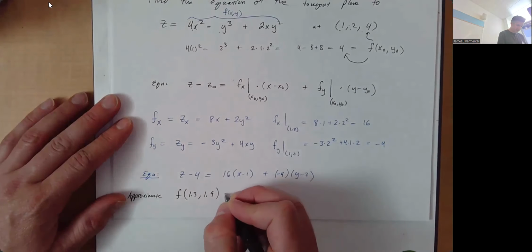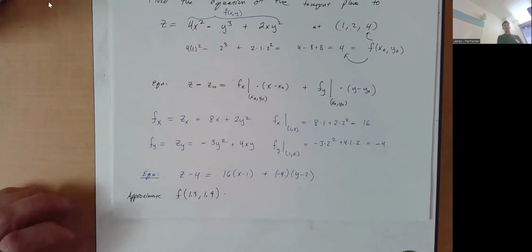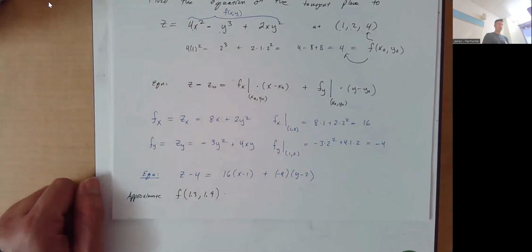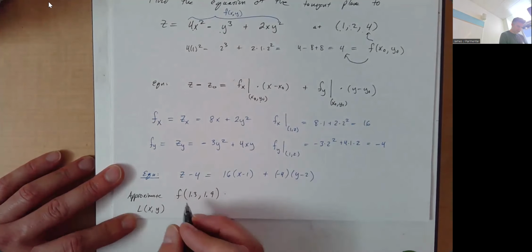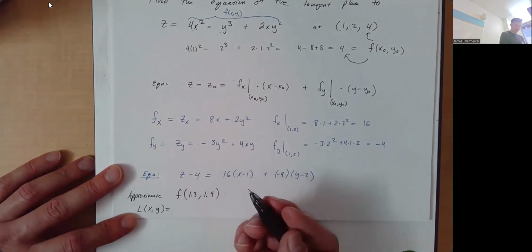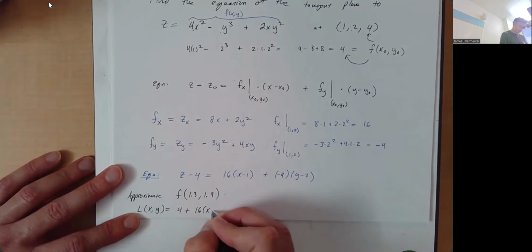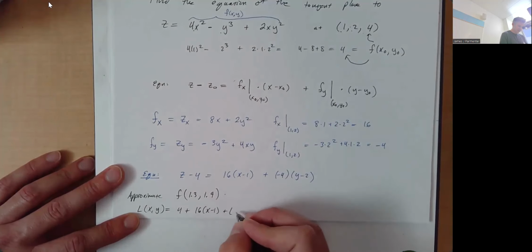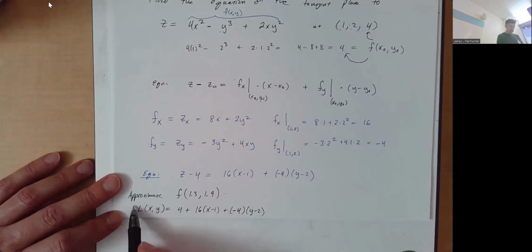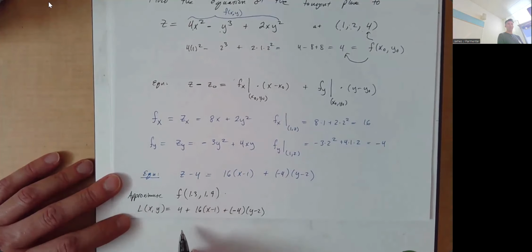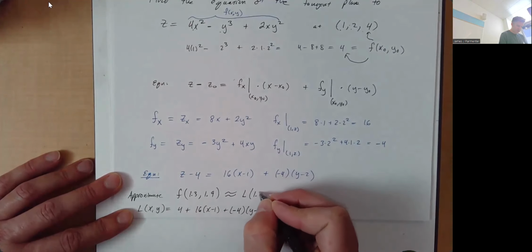So here, just plugging that in. I've done something kind of funky here, in that I want to approximate this, but I haven't actually written what the linearization is. I found the tangent plane, but I should say that the linearization L of x y is, I'm solving for z and calling it L of x y. So my linearization is 4 plus 16 times x minus 1 plus, I should have written minus, but I didn't, minus 4 times y minus 2. And now I'm going to use this linearization to approximate f of 1.3, 1.9. It's going to be approximately equal to the linearization at 1.3, 1.9.